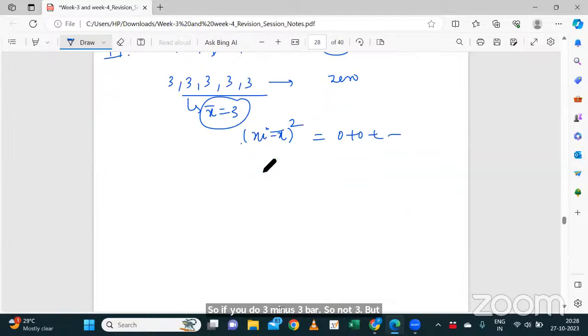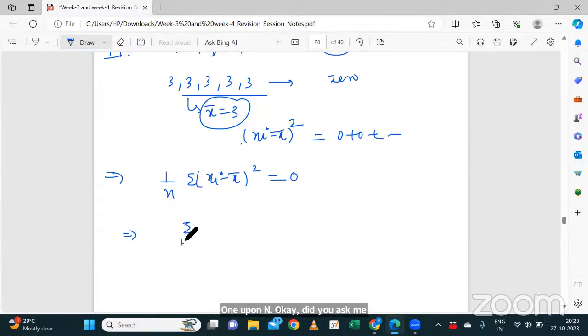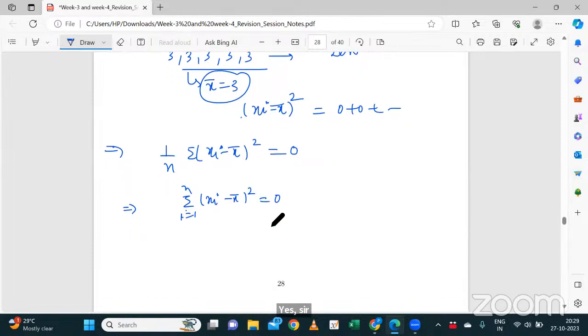Let me give you a mathematical interpretation behind it. So basically, what is the variance? First of all, variance is nothing but 1 upon n summation of xi minus x bar whole square. It is asking what if it is equal to 0, correct? So I can simply say summation i is equal to 1 to n of xi minus x bar whole square equal to 0. Correct?